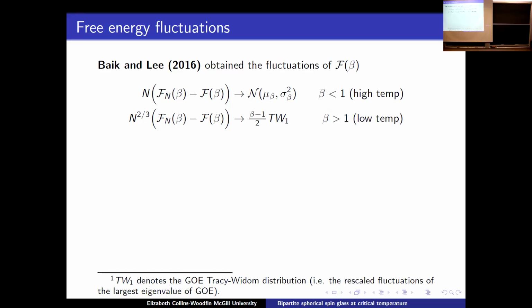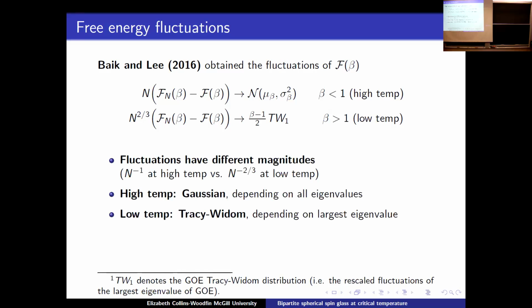Tracy-Widom distributions come up in a variety of contexts, but one context in which they come up, which is the reason that they arise here, is that they're the rescaled fluctuations of the largest eigenvalue of a random matrix. So I mentioned when I was talking about the heuristics of this, that in low temperature, we expect that the largest eigenvalue is going to play some important role. And so we're seeing that here in the Tracy-Widom distribution that arises.